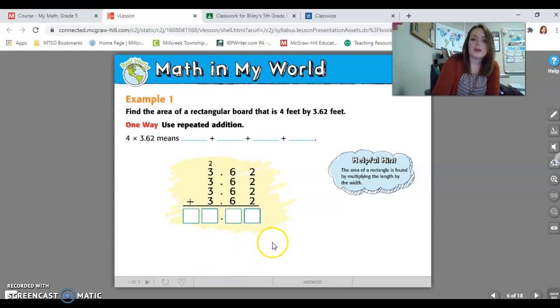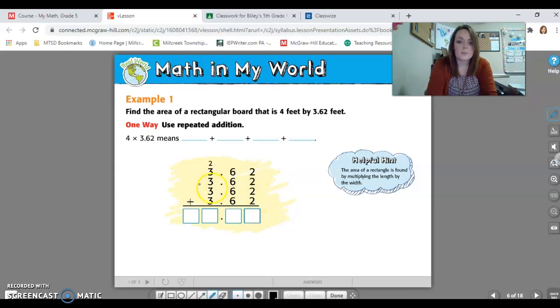One way is to use repeated addition. So what we're going to do is add all of these up, which means we are going to add 4 times. So let's see, we have 2 plus 2 plus 2 plus 2. Well, we can count by 2s. 2, 4, 6, 8. Next we have 6 plus 6 plus 6 plus 6 is going to give us 24. We're going to put our 4 and carry our 2. They so nicely already did that for us. We have 3 plus 3 plus 3 plus 3 is 12 plus 2 more is 14. We bring our decimal straight down.